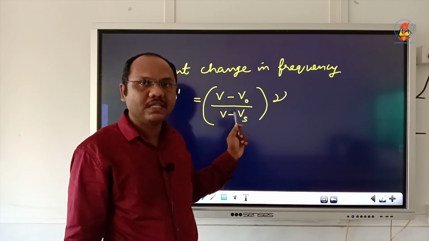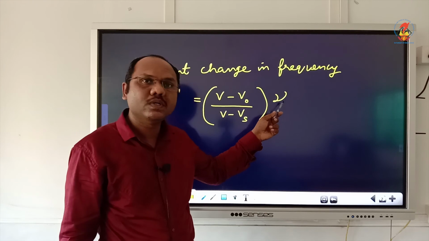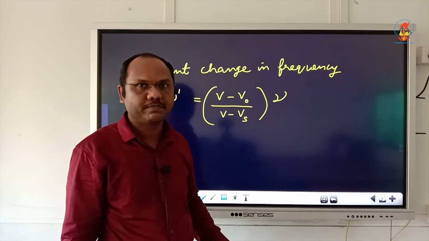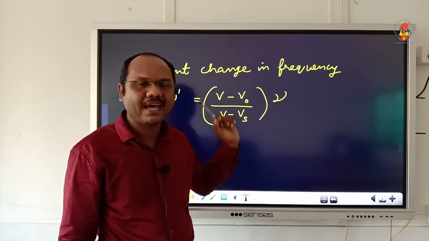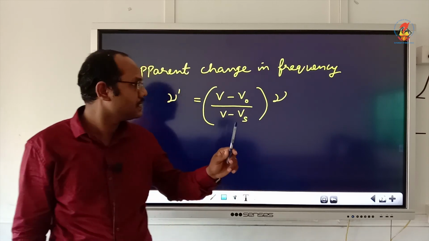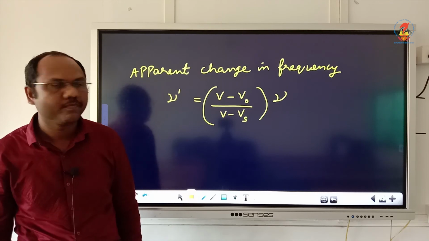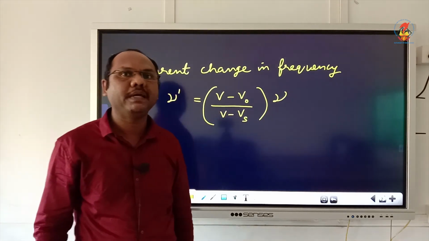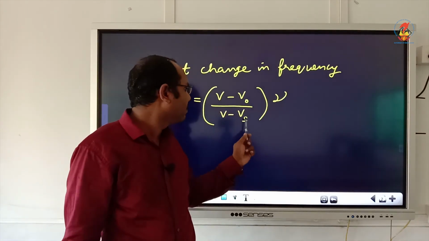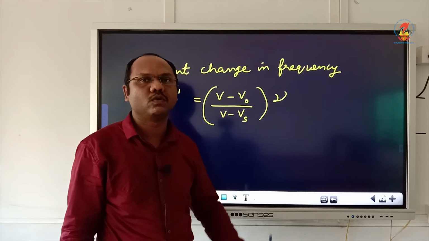And write what all these things represent. Nu is the frequency of sound. Nu dash is the apparent frequency. V is speed of sound. VO, speed of the observer. Vs, speed of the source.